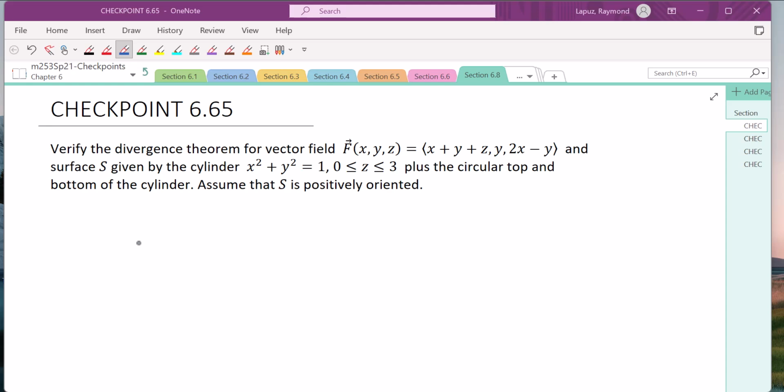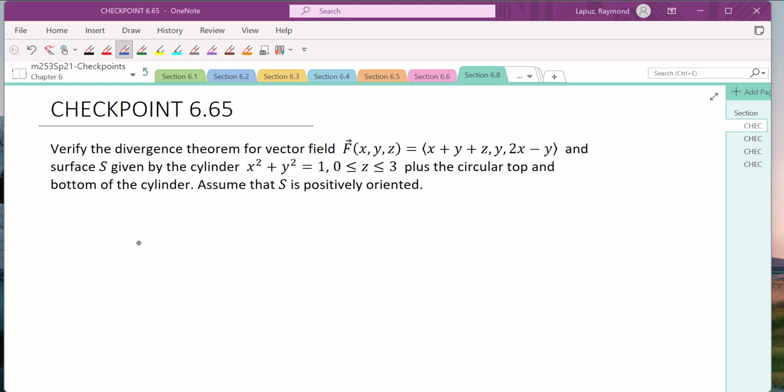In this video we will go over checkpoint 6.65 from our OpenStax textbook. In this problem they're asking us to verify the divergence theorem for the vector field F equal to x plus y plus z in the first component, y in the second component, and 2x minus y in the third component. Our surface is going to be a cylinder x squared plus y squared equal to 1, for z going from 0 to 3, and that would have to include the top and the bottom, otherwise it's not a closed surface. So this is what we have.